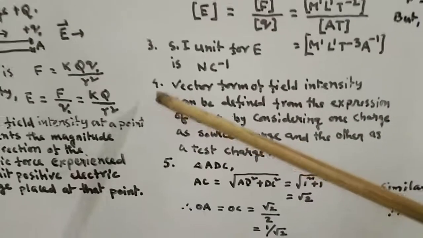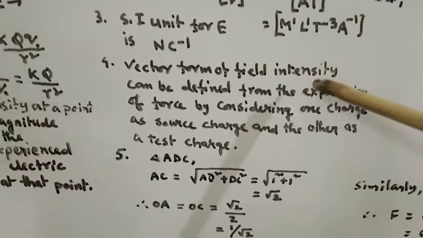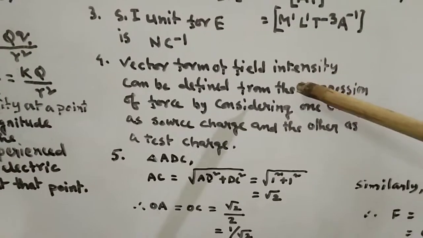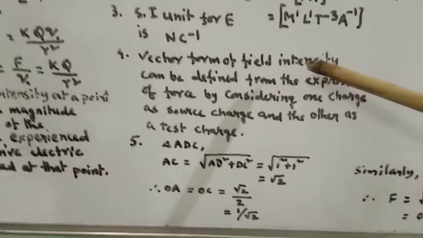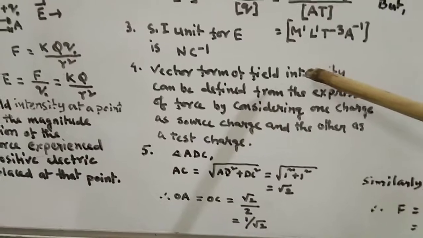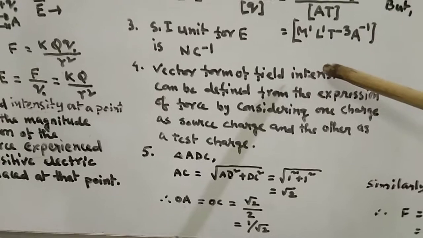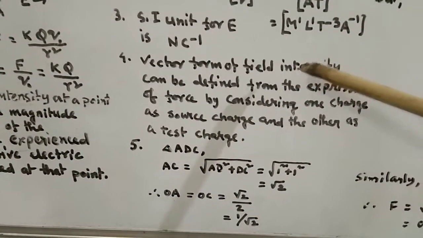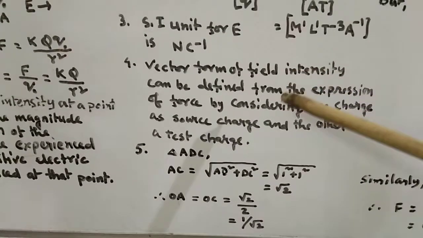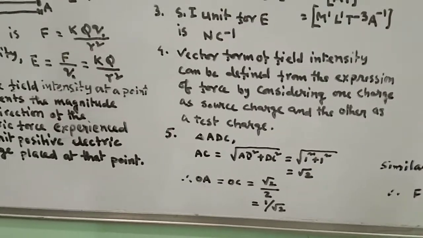Some more parts I have given here. Number 4, vector form of field intensity. You can define the vector form of field intensity because all of you know the vector form of Coulomb's law. You have to consider that Coulomb's law, and out of the two charges you can consider one as the source charge and the other as the test charge. Then you can define the field intensity at that respective point by dividing the expression for the force by the test charge, as per the definition of the field intensity. So this is all for this digital class, which is digital class number 5.